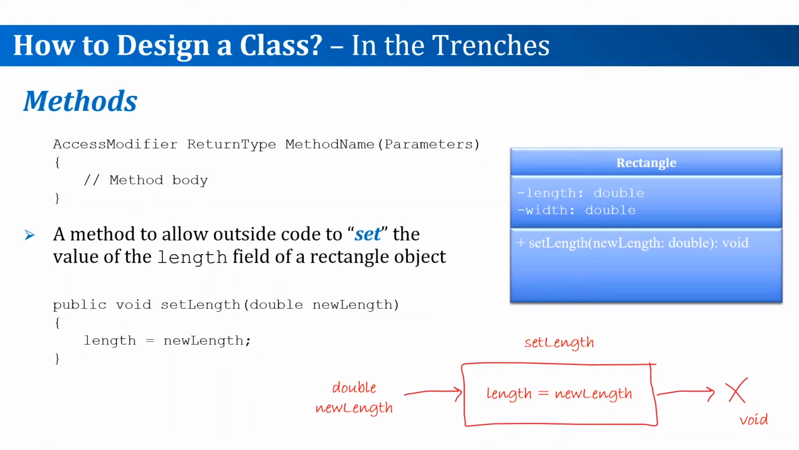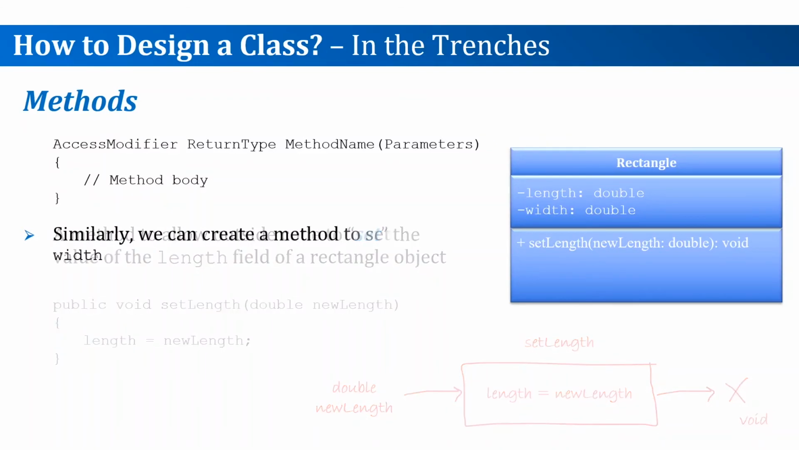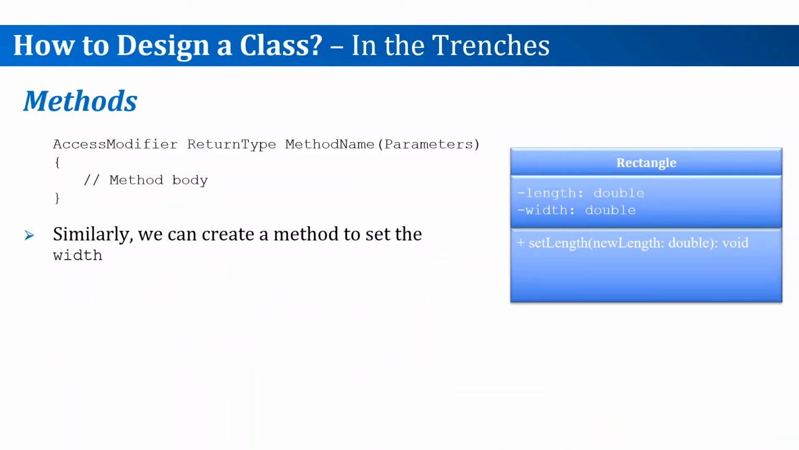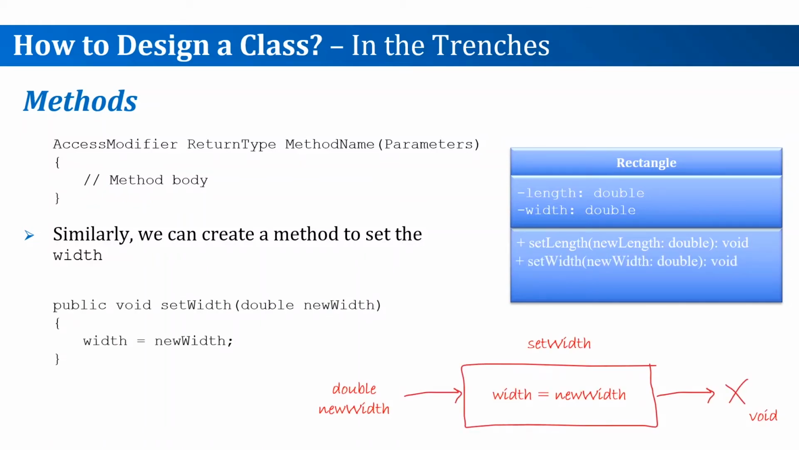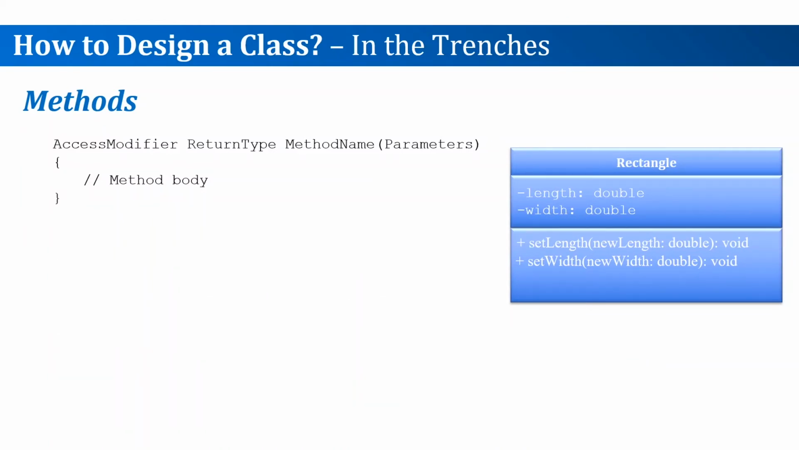The parentheses are then followed by a colon and the return type, which is void in this case. Of course, we can do the same thing for the SetWidth method. We will just replace the input to be new width instead of new length, and also we set the width instead of the length. We are now done with the setters, or what we also call mutators. Let's have a look at the getters or accessors of this class.